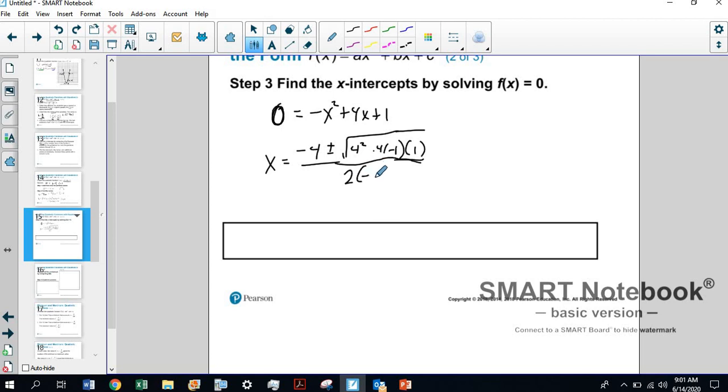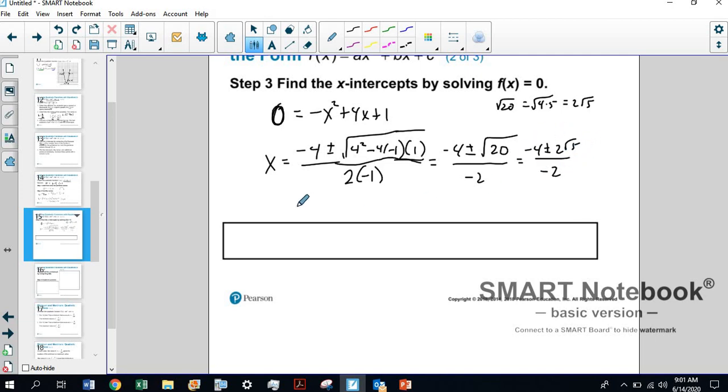Over 2 times negative 1, and so you get negative 4 plus or minus the square root of 20. Right, this is negative 4 squared, or this is 4 squared minus 4 times negative 1, that's plus 4. That's all over negative 2. The square root of 20 is the square root of 4 times 5, and the square root of 4 is 2. And so the same thing here, negative 4 plus or minus 2 square root of 5, all over negative 2. And then factor out a 2 here.